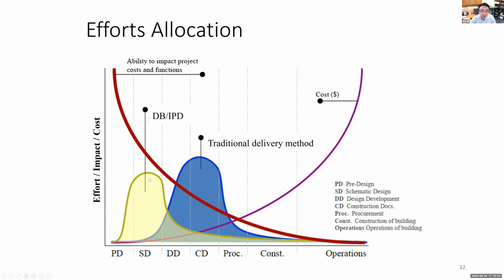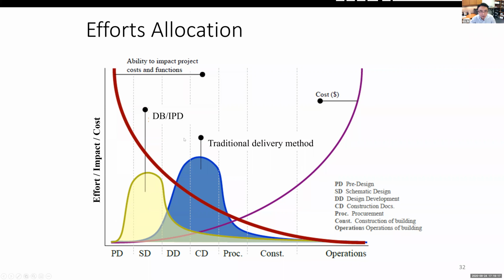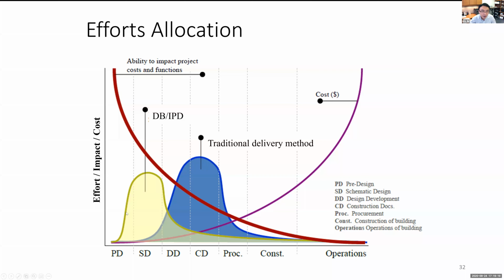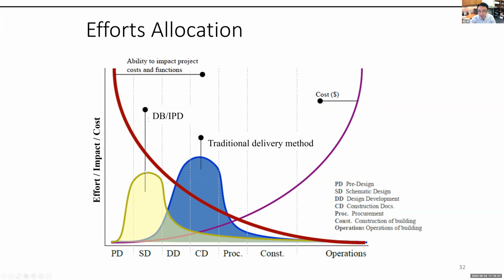Now let's check the effort. For IPD, integrated project delivery, and design build, because we are moving the builders and their opinions to the early phase, most efforts will be spent here. Most brain energy will be spent in the early phase, so we have a bigger ability to impact the project.